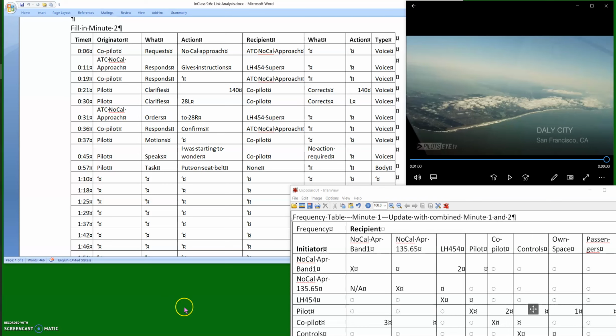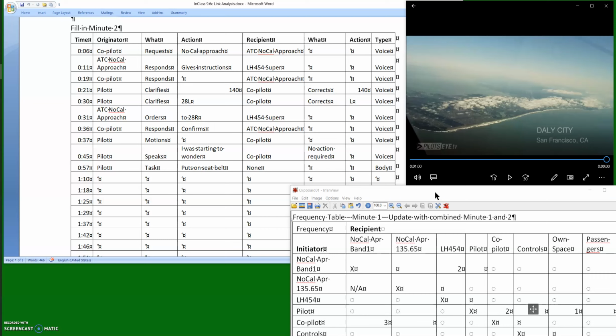Today's InClass 9.6 on link analysis has the goal of coming up with a matrix of who interacts with whom. On the screen you will see the data entry log that we're going to fill in, or it's actually filled in for the first minute. To the upper right you see the video that the log on the left is based on, and in the lower right is the matrix that is our goal to complete.